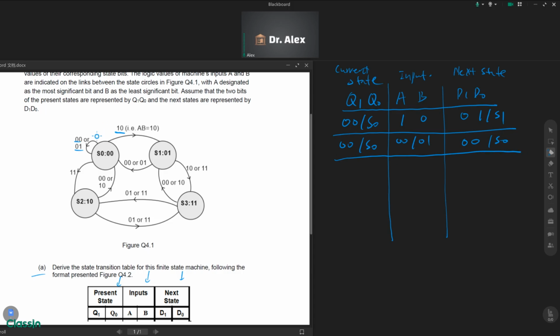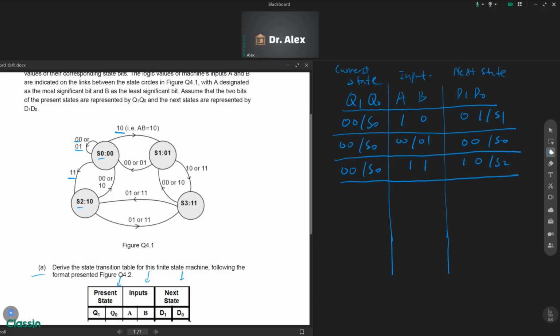And the third one is when the input is 11. The state machine will transit from S0 to S2. Okay, so it's 00, which is state 0, and the input is 11, and the next state will be 10. Okay, 10, which is state 2. Okay, those are all the three possibilities from state 0 to the next state.